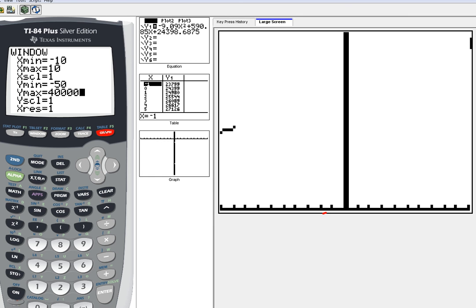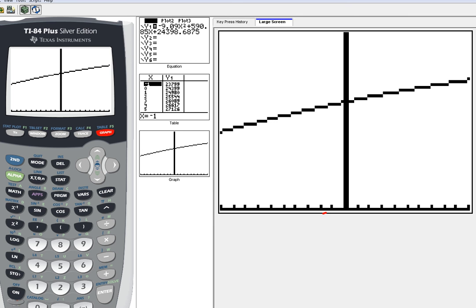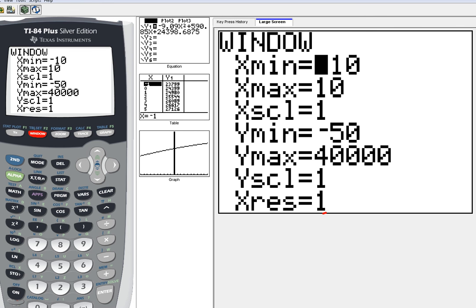I'm not sure if this is going to be good or not. Oh, okay. That looks like part of my parabola, right? But I definitely need more x values. So when I look at my window, I'm going to change my x values to be like negative 100, 100.